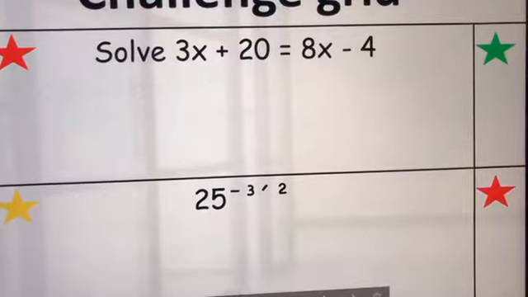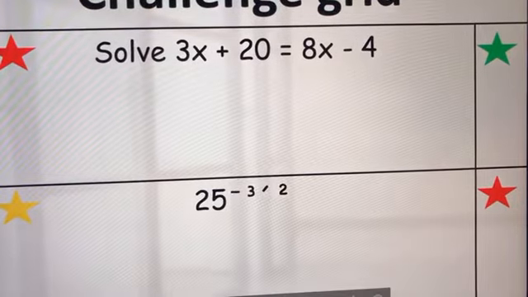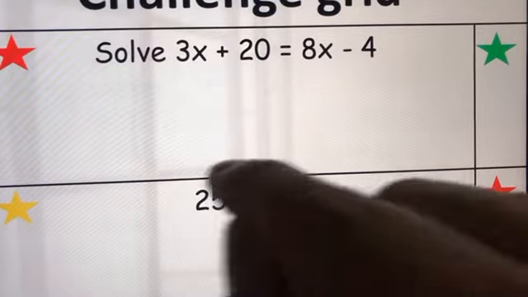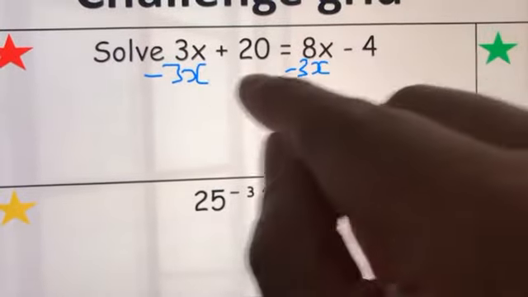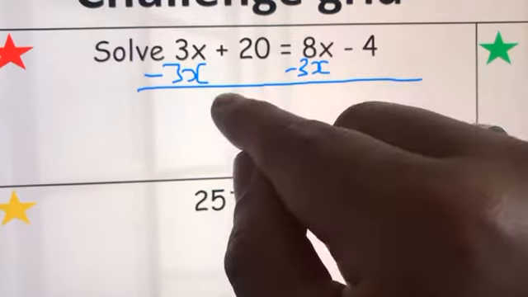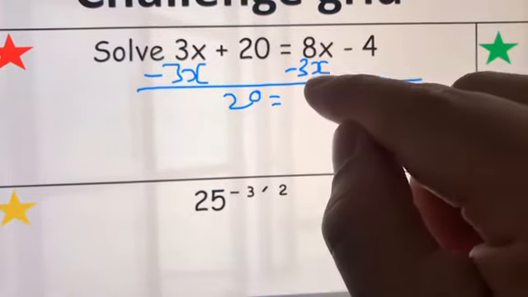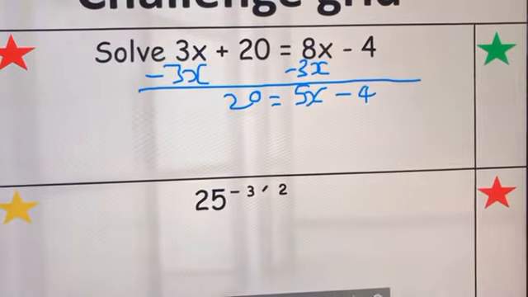Next one, just a simple bit of solving equations with x's on both sides. So first things first, I always suggest take away the smaller x. The smaller x we've got is the 3x, so I'm going to take away 3x on both sides. If I take away 3x on this side, it just disappears. 20 moves straight down. 8x take away 3x is 5x. Minus 4 moves on the end.